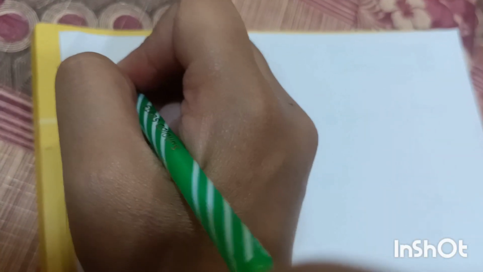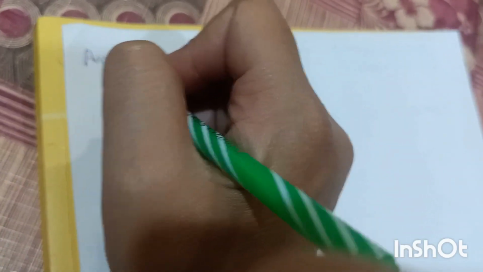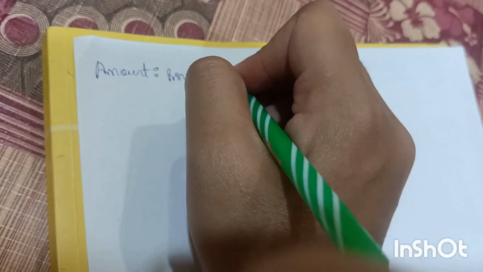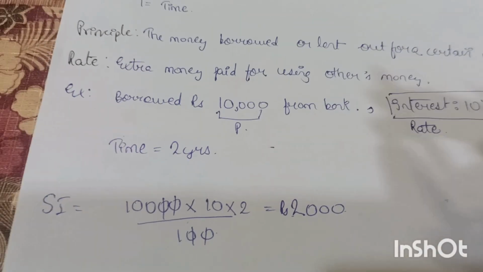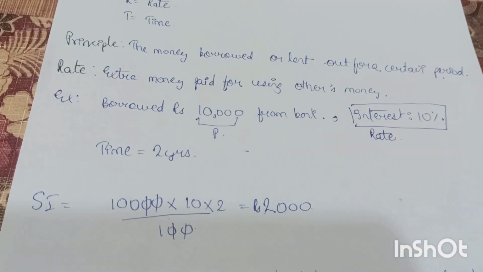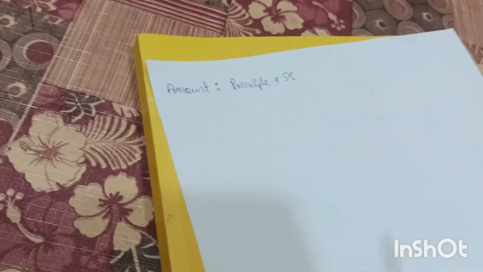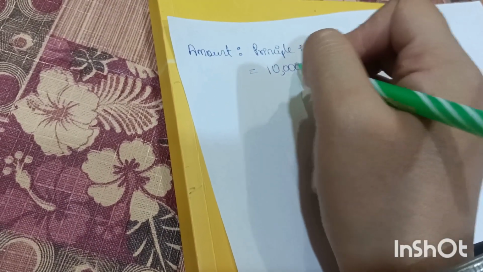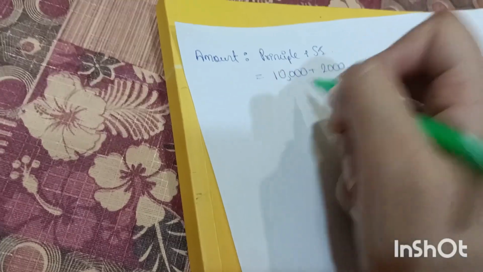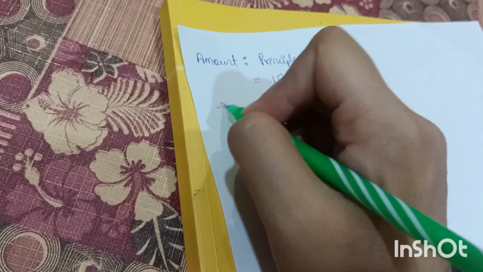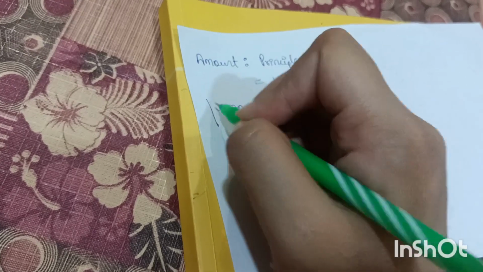So now if you want to know how much total amount you have to pay to the bank, you can see the formula for amount is equals to principal plus SI. So over here you can see that principal is given as 10,000 and SI over here is given as 2,000. So now let's put the value in this. So principal value over here it is 10,000 and SI was given as 2,000. So it will become 12,000. So this is the amount that you have to pay to the bank.